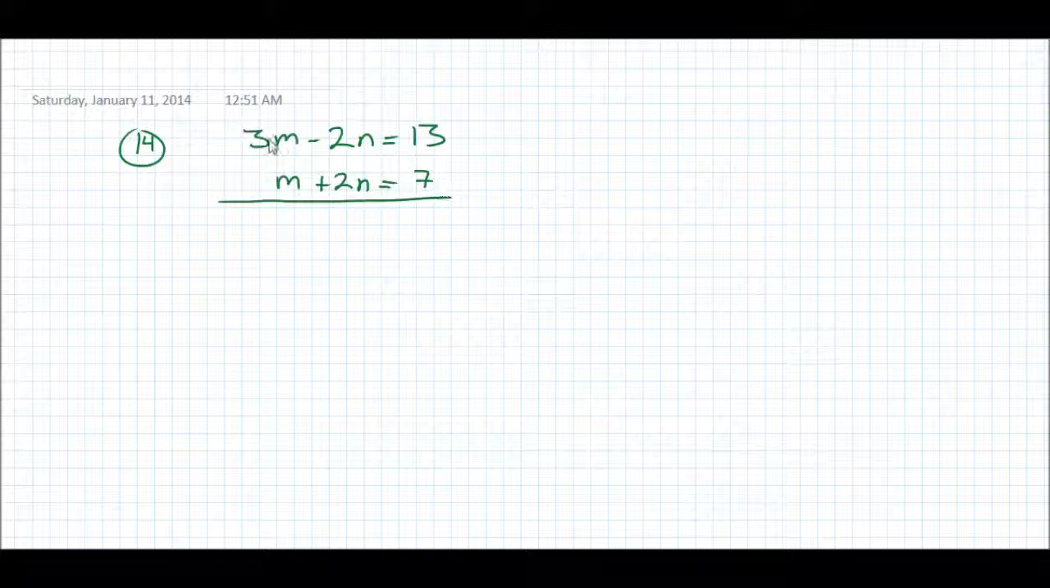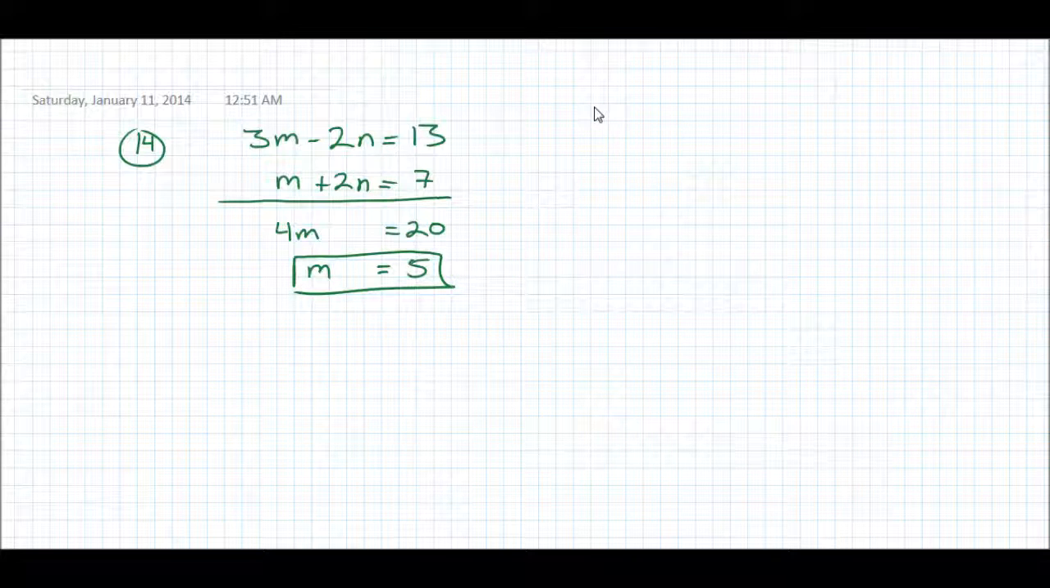14. 3m minus 2n equals 13. m plus 2n equals 7. Again, we're in a situation where we can just add these. 3m plus m is 4m. Negative 2n plus positive 2n goes away. 13 plus 7 is 20. So 4m equals 20. Divide each side by 4. m equals 5.